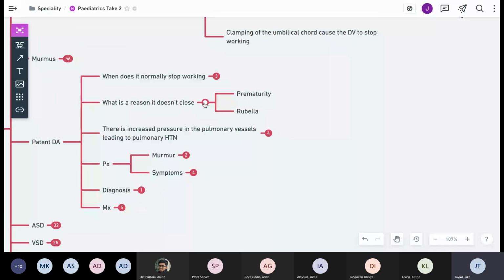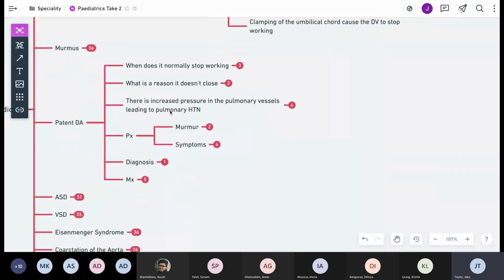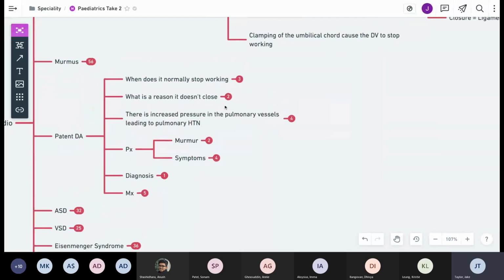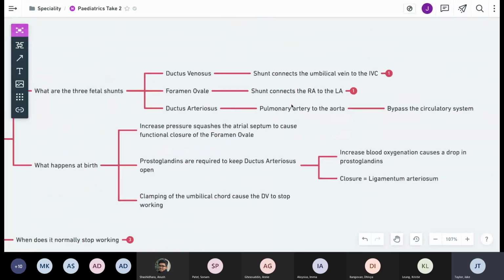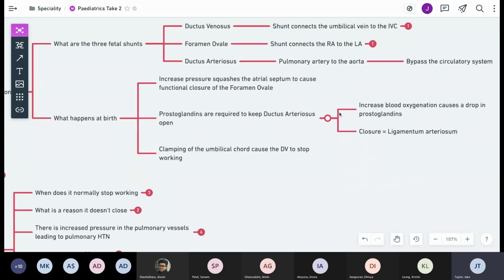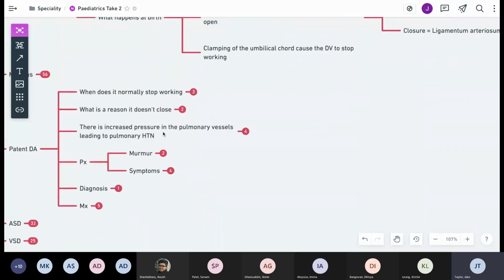Okay, so what happens is there's increasing pressure in the pulmonary vessels leading to pulmonary hypertension. If we go back to what it is, it's from the pulmonary artery to the aorta. But what's happening now is that the aorta is open and working under a higher pressure, much higher than the pulmonary artery. So there's an increased amount of pressure going through the pulmonary vessels, leading to pulmonary hypertension.